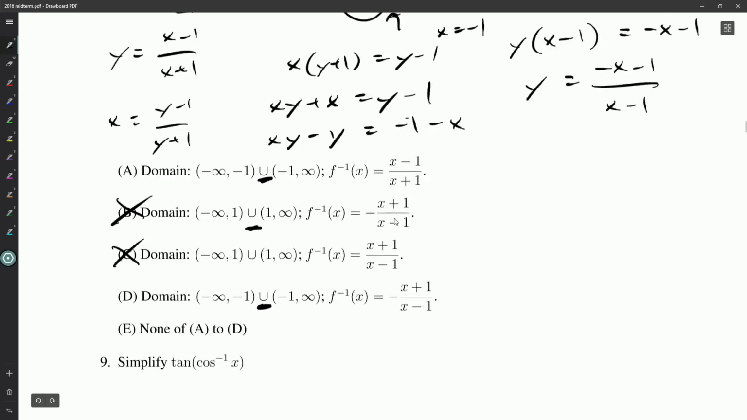Now, I don't see this written exactly, although D catches my eye. If I take out a minus 1 on top, I'll get x plus 1 over x minus 1. And yeah, that's D. So D's our answer.